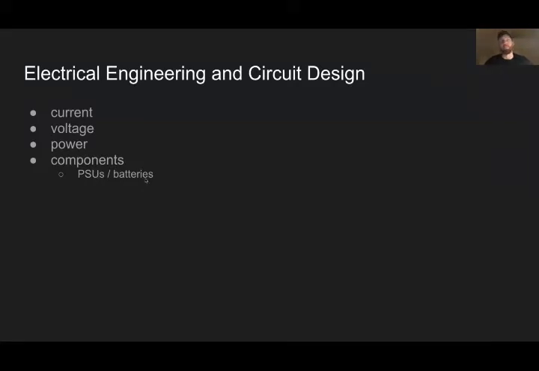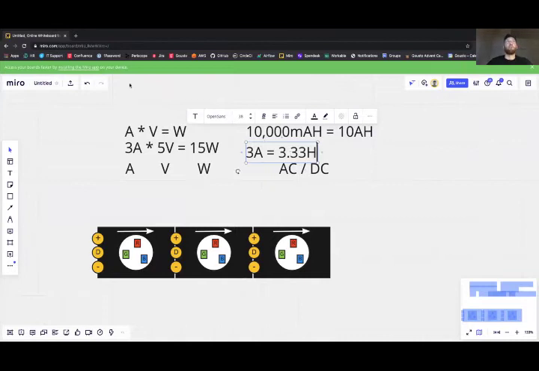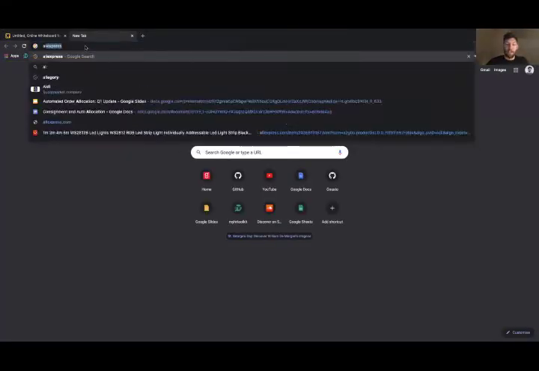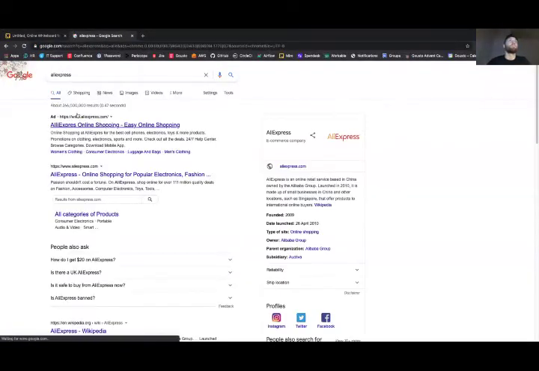PSUs. PSU stands for power supply unit. This is another base component, another thing that's typically manufactured in China or Taiwan, and another thing that's good to get off of AliExpress or Banggood. So let's have a look at PSUs.